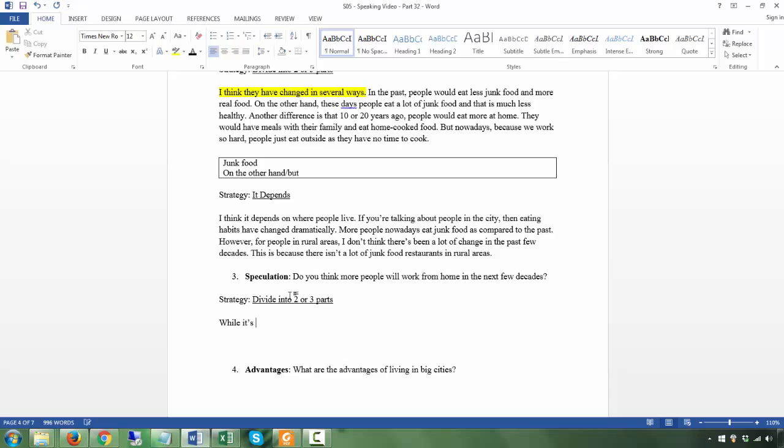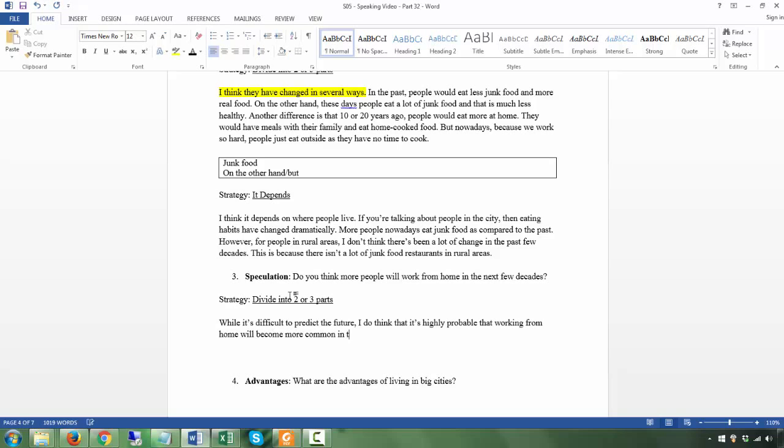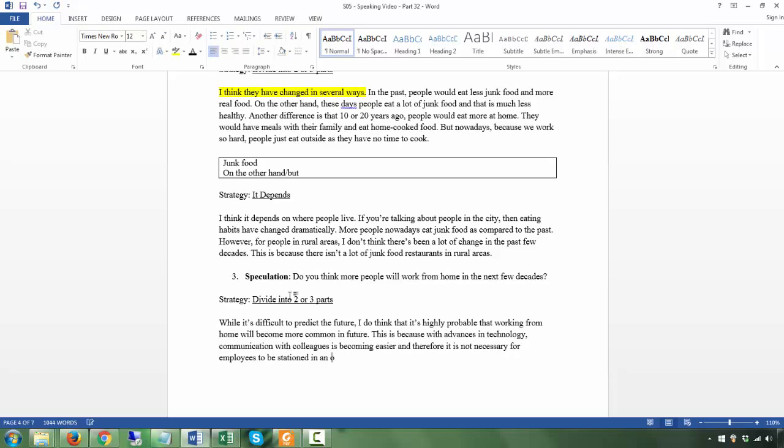Okay, you can say, well, it's difficult to predict the future. Okay, this is something that you can always use to speculate about the future. If you come up with this kind of question, then you can always start with this. I do think that it's highly probable that working from home will become more common in future. This is because with advances in technology, communication with colleagues is becoming easier, and therefore it is not necessary for employees to be stationed in an office.